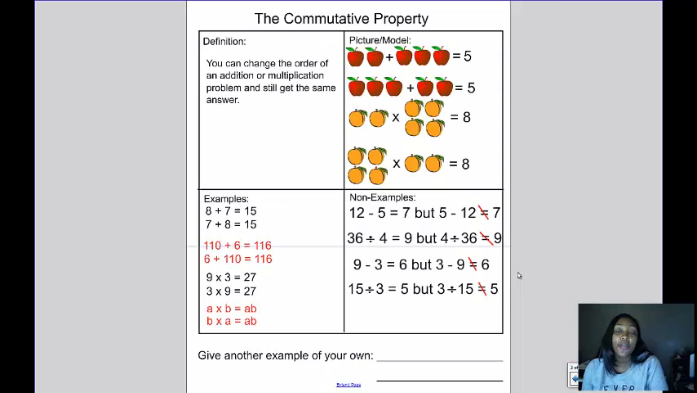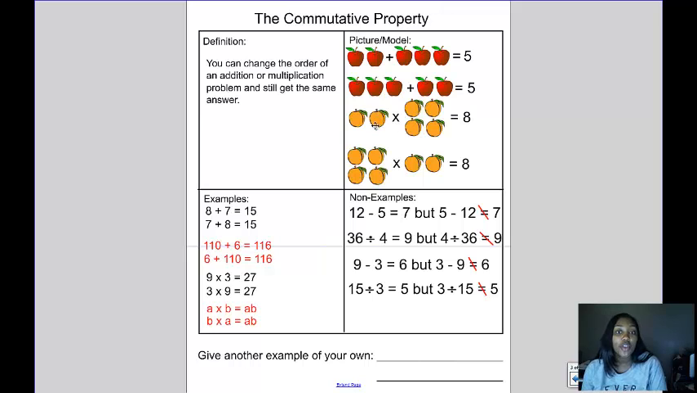So let's start with the first property, and I know this should be familiar. It's the commutative property, which means that you can change the order of an addition or a multiplication problem and still get the same answer. So we have a picture model here. If I had 2 apples and I added 3 apples, it would give me a total of 5 apples. Well, if I switched the order and I took 3 apples and I added that to 2 apples, it would still give me 5 apples.